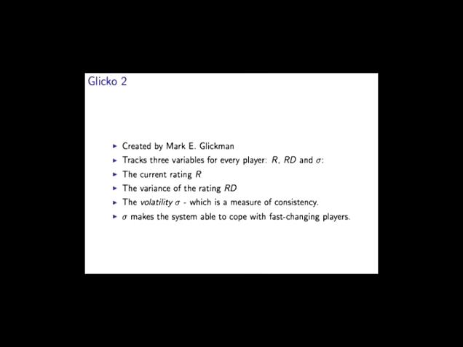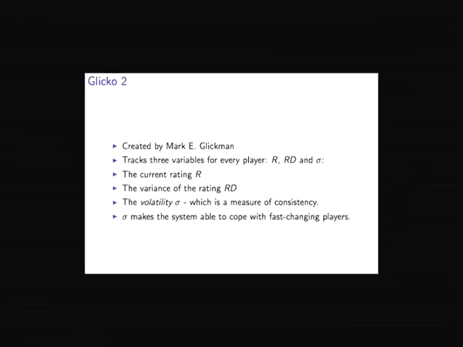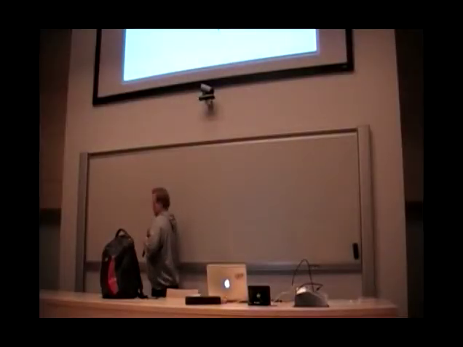So the RD rating is essentially the idea that here the variance is fixed. But what you might want is, if you know something about a player, you might actually know that his variance is like this, because you have a much larger confidence that you've got the right kind of rating.